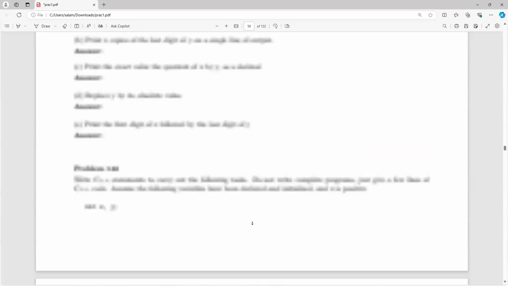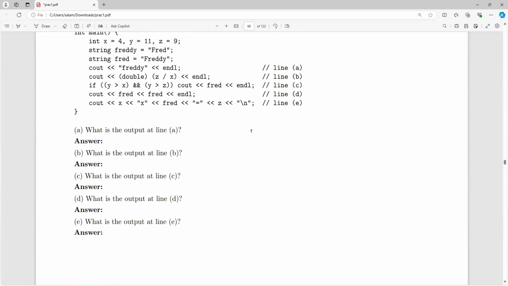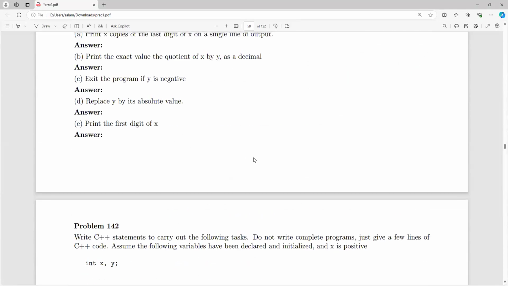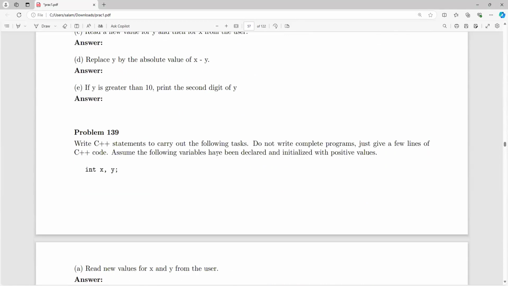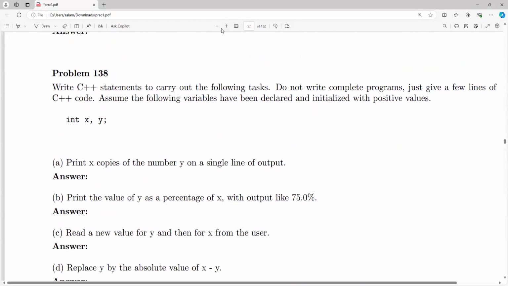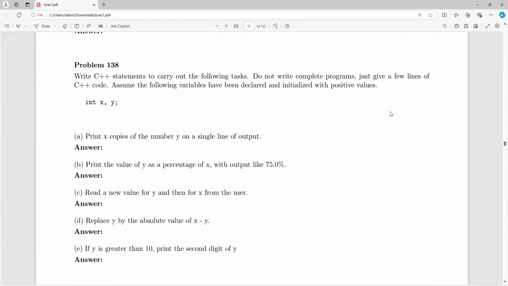115. 160. No, I went too far. 146. 42. 141. 140. Yeah, the hardest questions are usually the shape questions, but just in case people have other questions, we need to do those as well. So write C++ statements to carry out the following tasks. Do not write complete programs, just give a few lines of C++ code, assuming the following variables would have been declared and initialized with positive values.